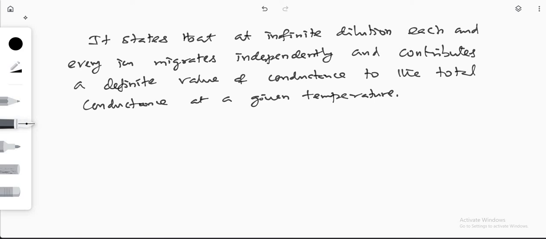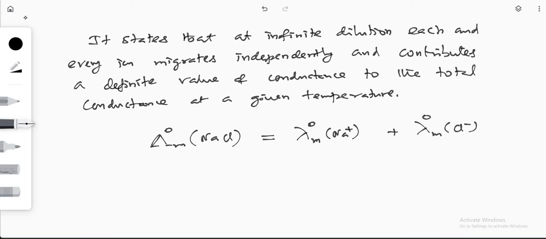So based on that, he gave a formula. The molar conductivity at infinite dilution for an electrolyte, say for example sodium chloride, is equal to the molar conductivity at infinite dilution of the sodium ion, because each ion will carry a definite conductance, plus the molar conductivity of the chloride ion at infinite dilution. Add the two, that will give you the molar conductivity of sodium chloride. This is the meaning of Kohlrausch law.